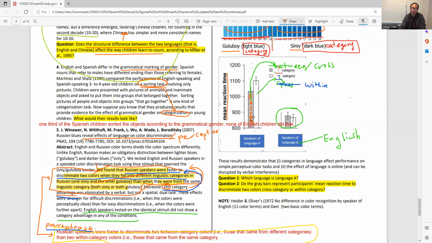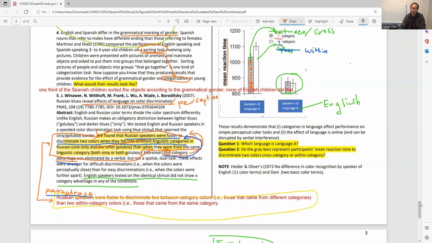And we see a difference here between these two. They say that English speakers tested on the identical colors do not show a category advantage. So since we find a difference between the within category and the between category, we know now this part points to the results of the Russian speakers, and this part belongs to the English speakers, because we don't see a difference between these two. Okay. So language A is Russian, language B is English.